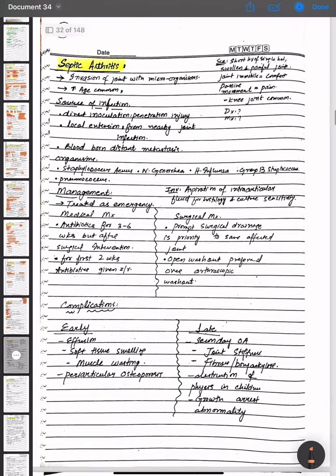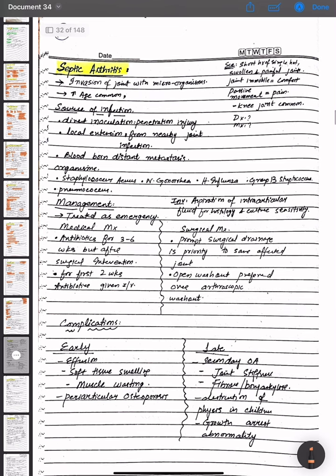Now coming towards septic arthritis. What is septic arthritis? It is invasion of the joint with microorganisms. The scenario for septic arthritis is a short history of a single hot, swollen, and painful joint. The joint is immobile for comfort, and passive movement gives pain. The knee joint is the commonest. What is the diagnosis and management?